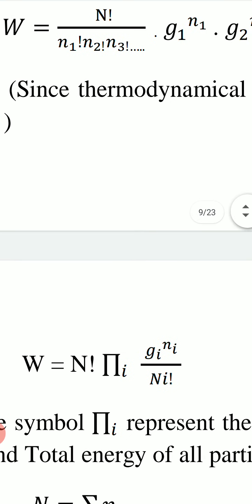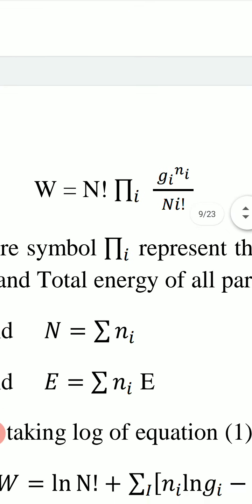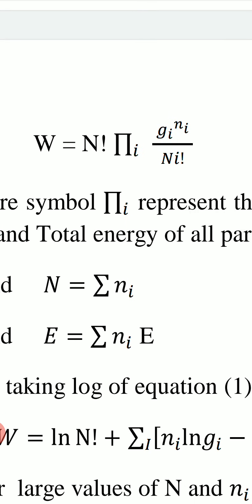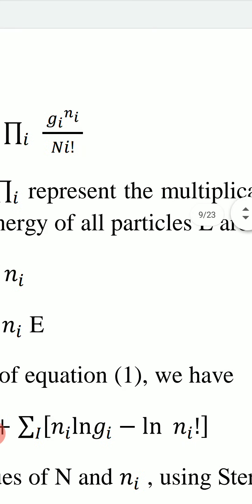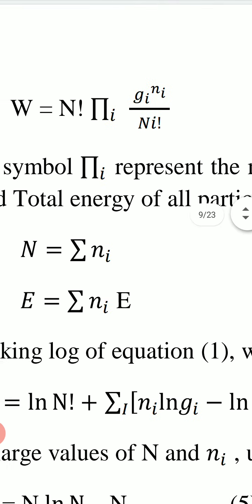Similarly, in denominator we have multiplication of these several terms factorial n1 into factorial n2 into factorial n3 and so on. This can be written as pi i factorial ni in denominator. So we have pi i gi to the power ni upon factorial ni. Pi i represents the multiplication of several terms for i equal to 1, 2, 3, 4 and so on.